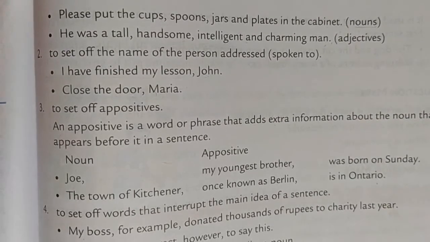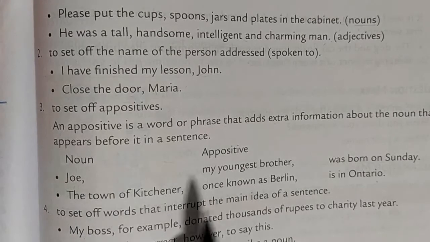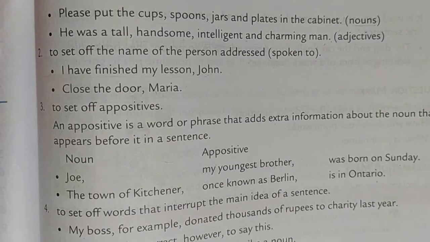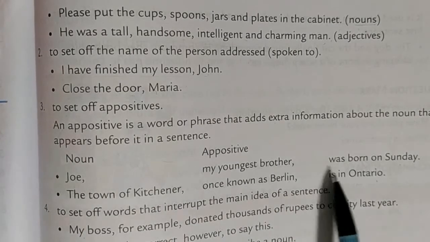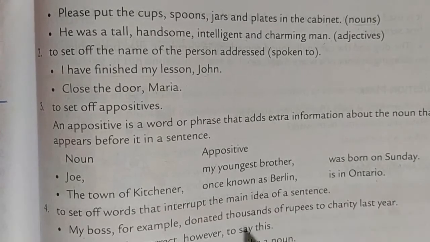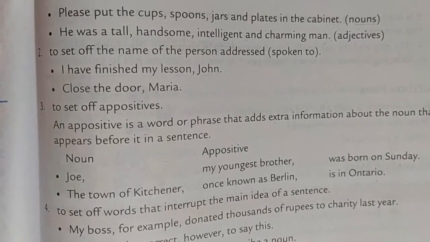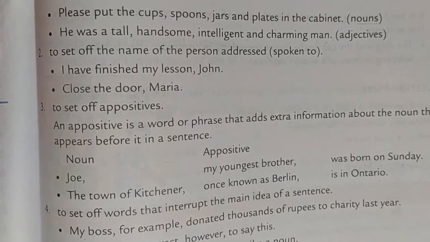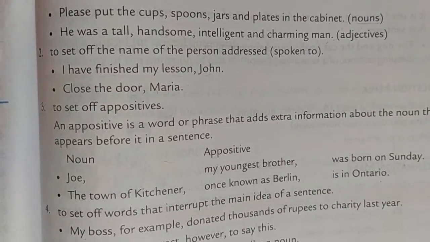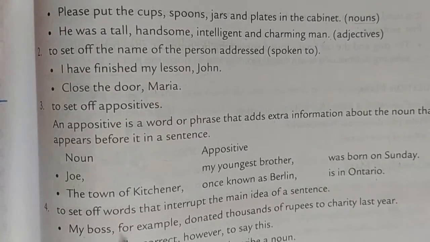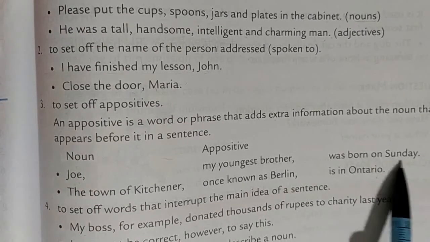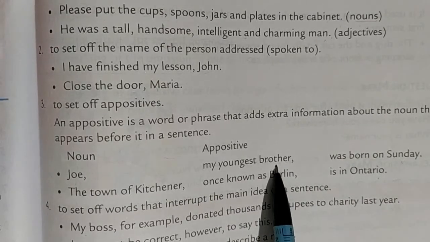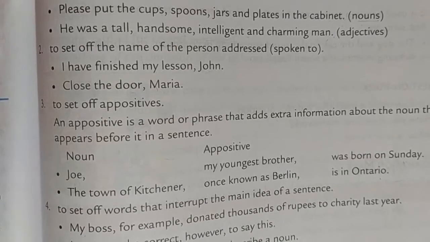It's very easy. Joey, my younger brother, was born on Saturday. This could have been said like this also, that Joey was born on Saturday, but what is the extra information? The extra information is that he is my younger brother. The sentence would have finished here only: Joey was born on Saturday. But the extra information is my younger brother. This is the extra information that is being given.